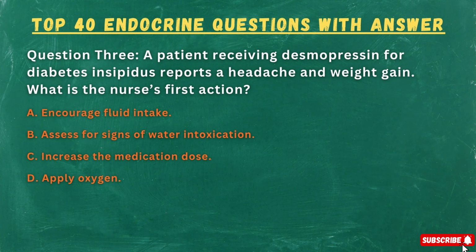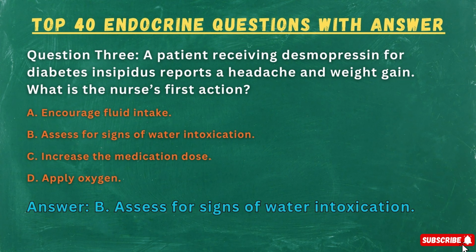Question 3. A patient receiving desmopressin for diabetes insipidus reports a headache and weight gain. What is the nurse's first action? A. Encourage fluid intake. B. Assess for signs of water intoxication. C. Increase the medication dose. D. Apply oxygen. Answer: B. Assess for signs of water intoxication.